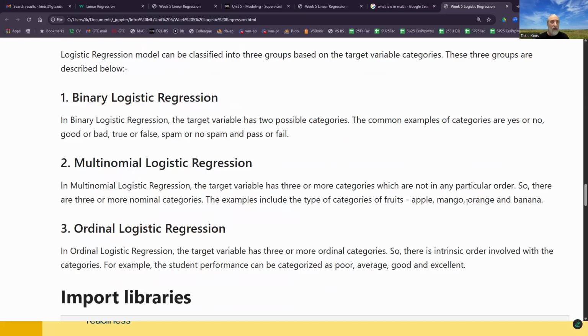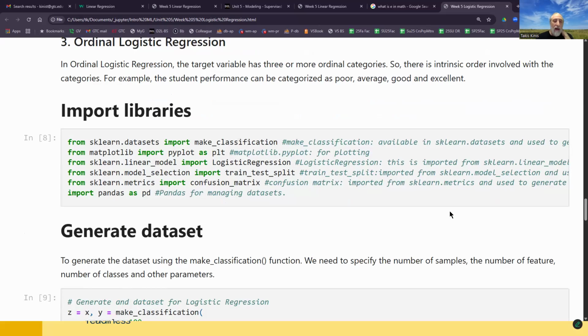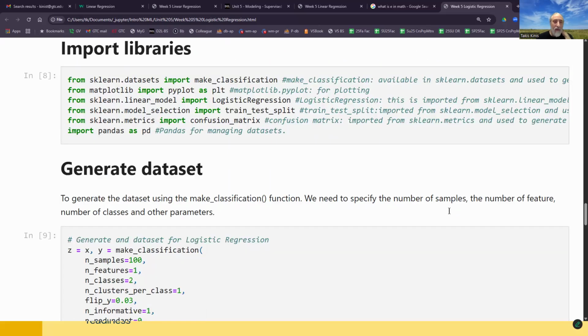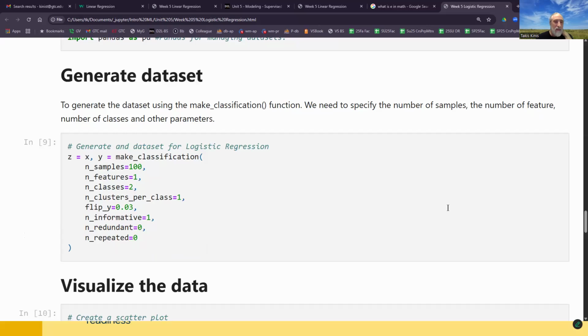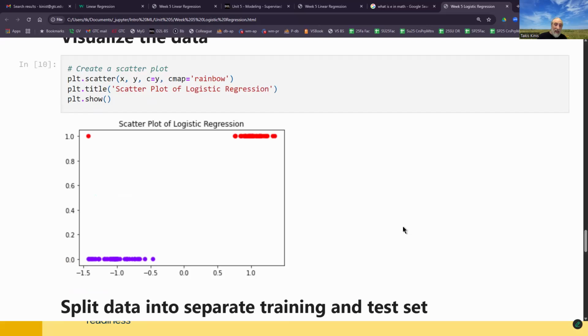Like, for example, gender, or something like that, right? That would be an ordinal value. There's examples here of running through data sets, right? They set up a number of samples, features, classes, etc. They visualize the data. Notice this is what the data plots, and it's either positive or negative. There's no in between ones on this one, but it's very clear where the data points sit.